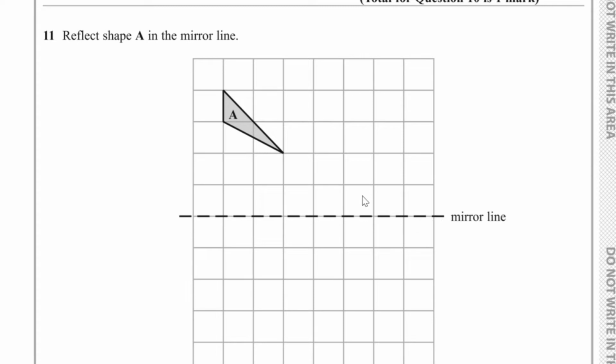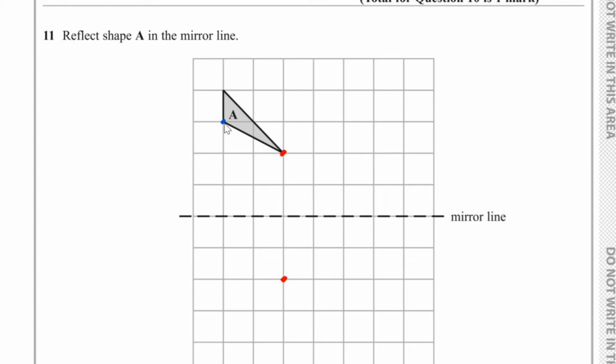Question number 11. We have to reflect shape A in the mirror line. Well, if I reflect shape A in the mirror line, from here to here we have 2, and so in the opposite direction, for this point, we have this point here.